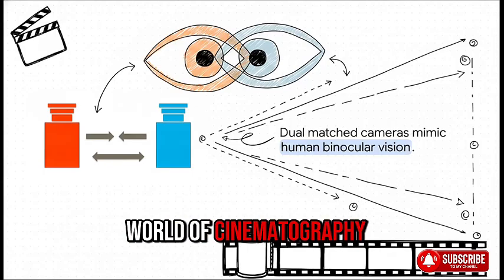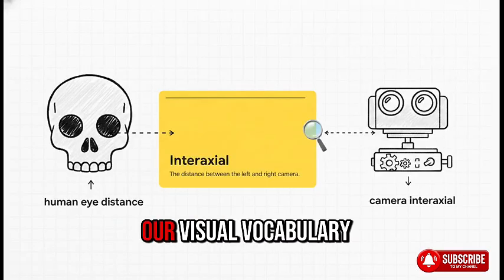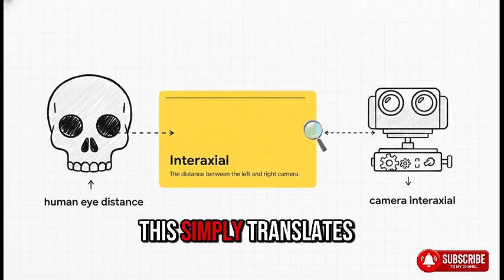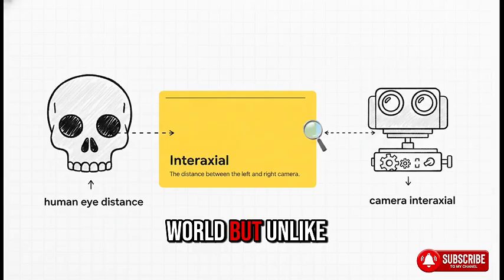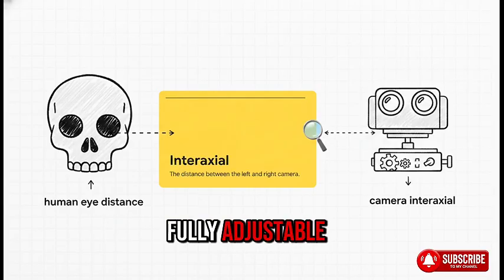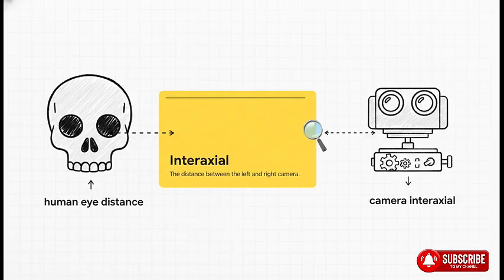But in the world of cinematography, we have a very specific vocabulary for all this. To build up our visual vocabulary, let's define interaxial. This simply translates our human eye distance into the camera world. But unlike our skulls, which are rigidly fixed, camera rigs are fully adjustable. So the interaxial distance is just the physical space between the left and right camera lenses.